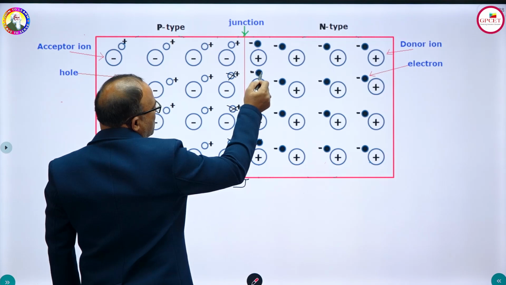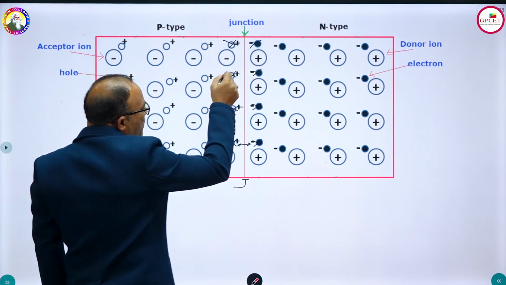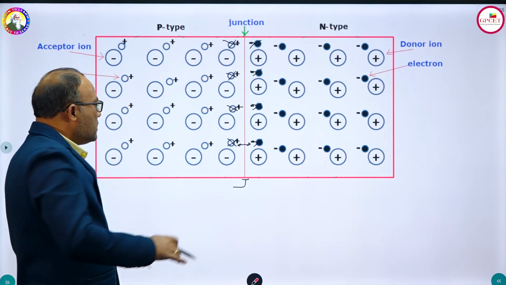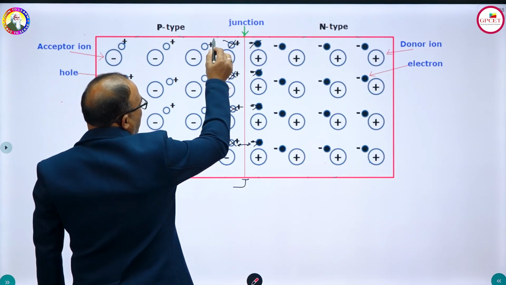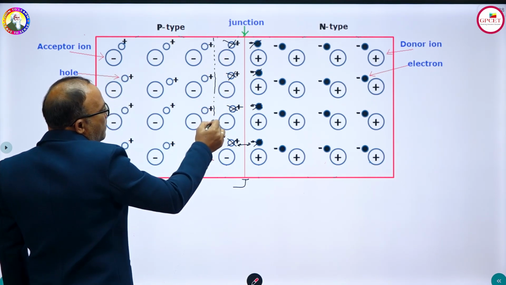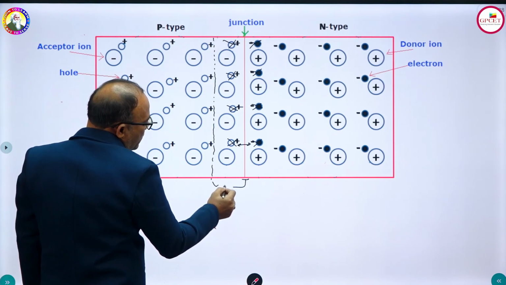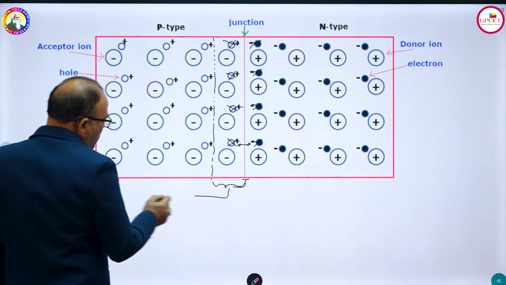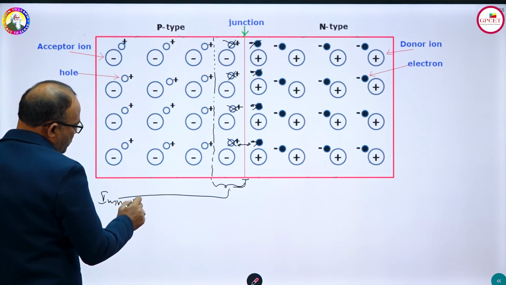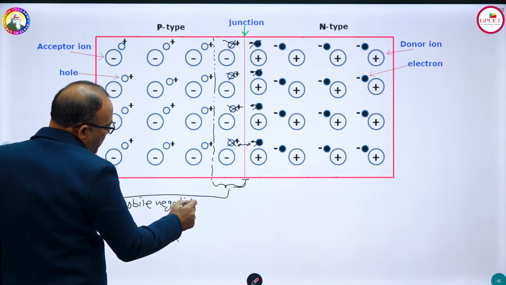Nearby charge carriers recombine and get exhausted, leaving only immobile charge carriers. On this side, this is called the immobile negative charge.